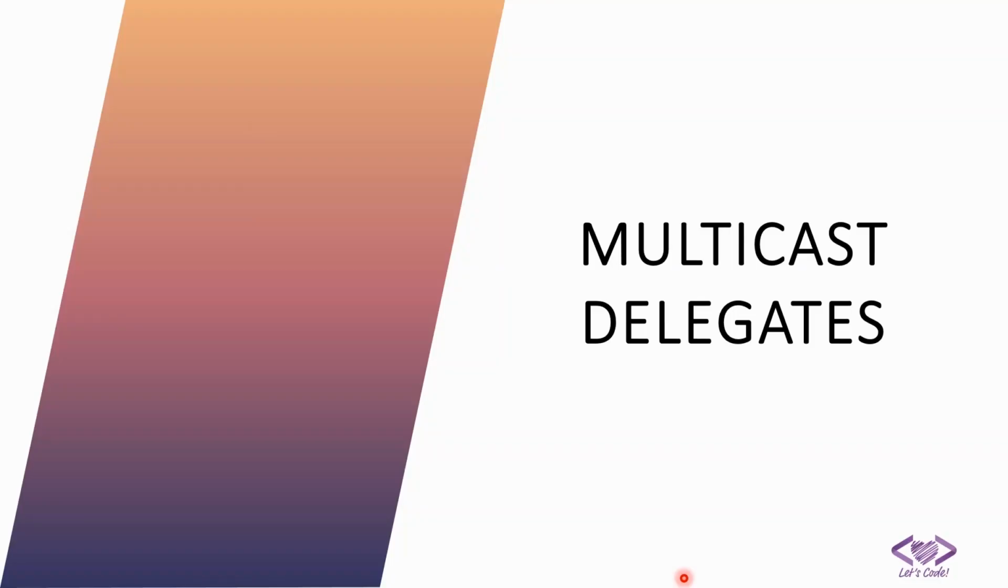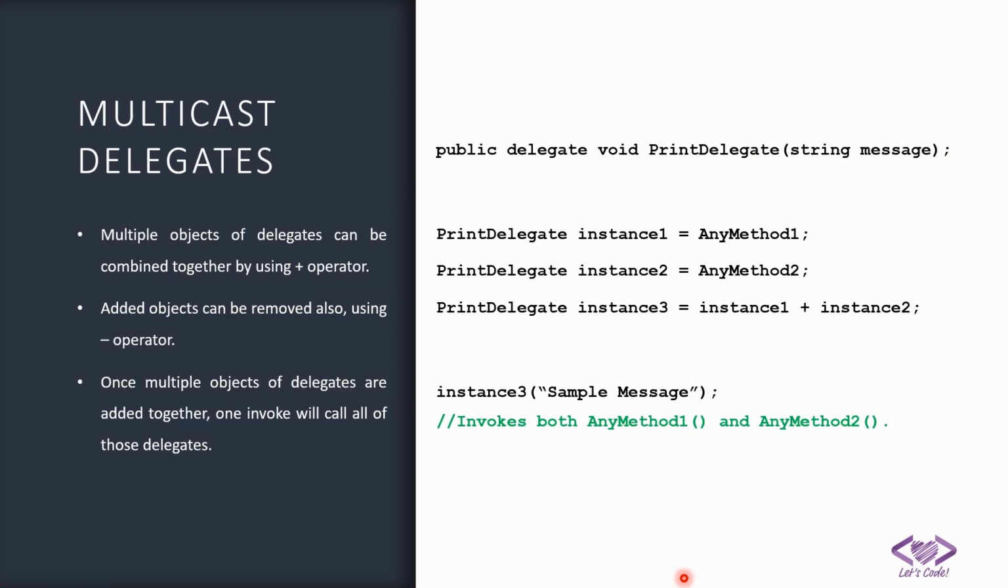Now that you have understood what exactly is a simple delegate, let's see what multicast delegates are. It is just an extension of simple delegates. Multicast delegates means multiple objects of delegates can be combined together using the plus operator. Just like how you do arithmetic operators on int type, you can do it on delegate types, and you can even use the minus operator to remove delegates. Once multiple objects of delegates are added together and you call that delegate once, all those added into the list will be called.